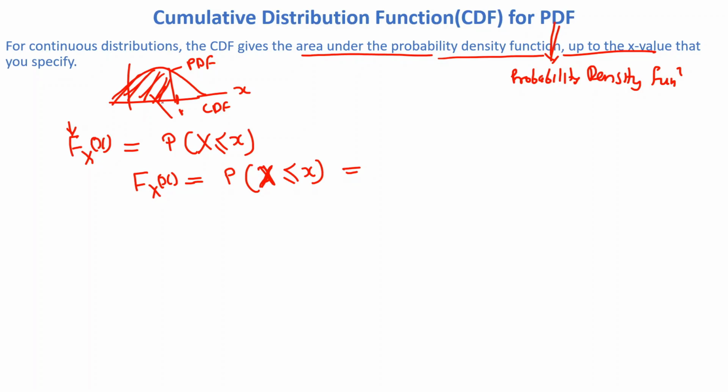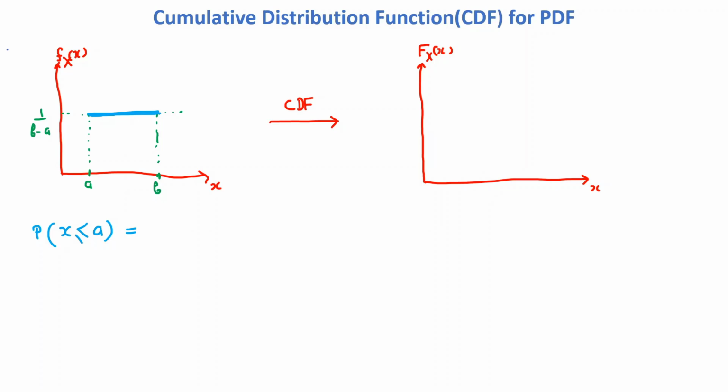As I told you, by using this we can calculate the area. If you know calculus, we use the integral from minus infinity to the x value of f of x dx. This is for the area. So let's understand the cumulative distribution function with one example here.